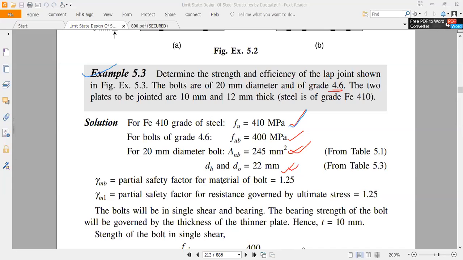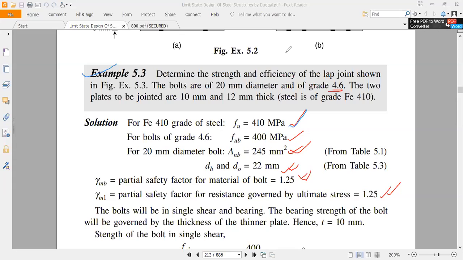Now the partial safety factor for the material of the bolt, governed by the ultimate stress, is equal to 1.25. Partial safety factor for resistance governed by the ultimate, it is the same thing mentioned. Whatever you calculate, the partial safety factor for the material of the bolt or of the plate, if it is governed by the ultimate stress, then the factor of safety will be 1.25.